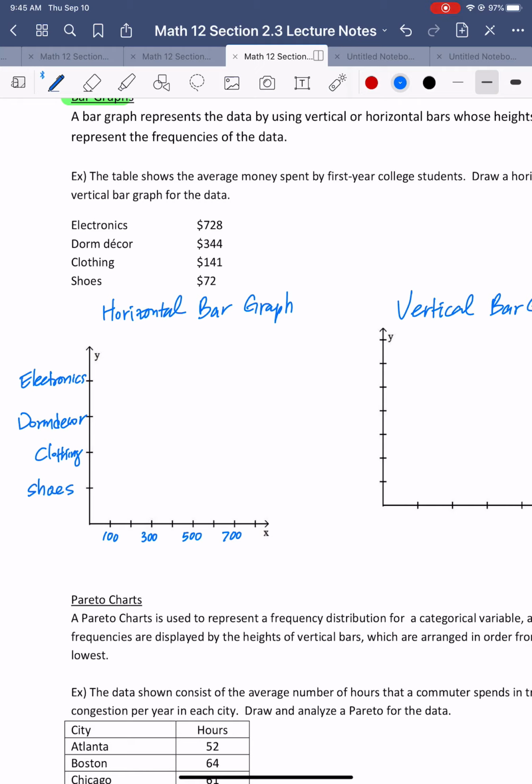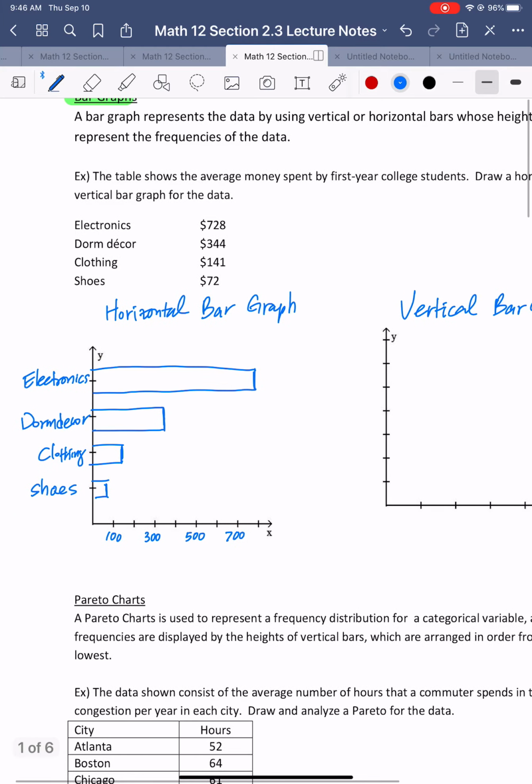Electronics is 728, so a little more than 700, about this bar. I think it's too long, but I'll make a rectangle. Dorm decor is 344, so about here. For clothing, 141, which is between 100 and 200, about here. And shoes is 72. So we have this horizontal bar graph.